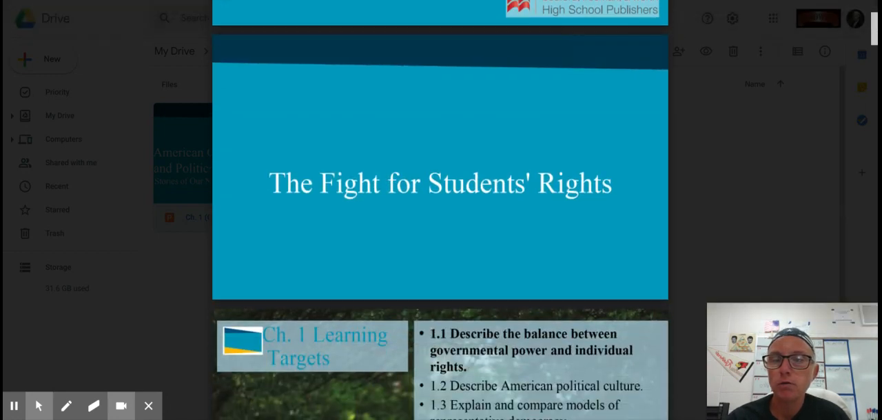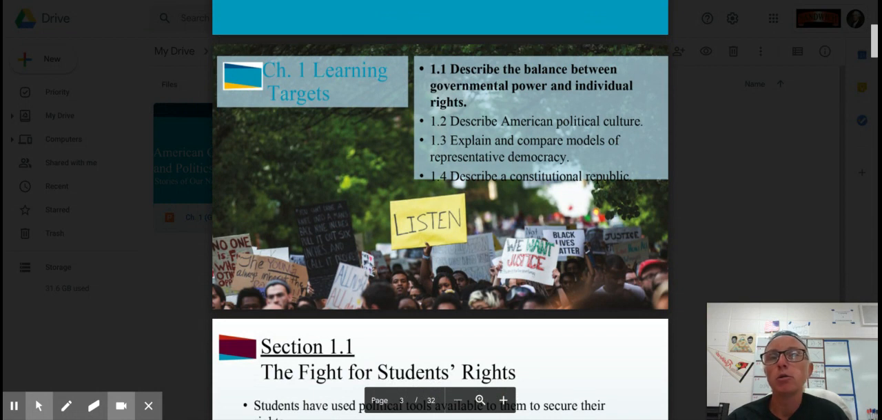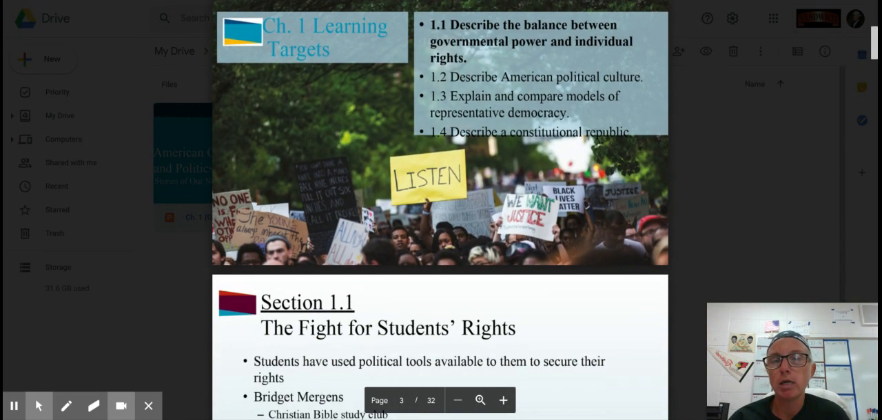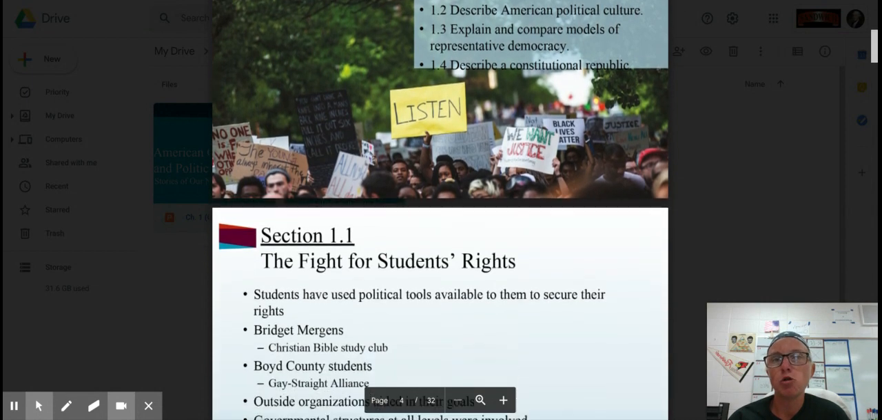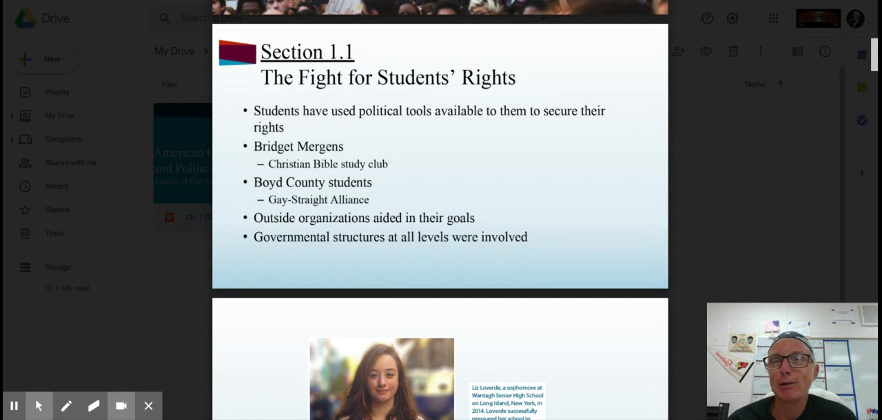All right, so first thing, the goal of today is for you to be able to understand how to describe the balance between government power and individual rights. There is a shift in balance, and it's an inverse relationship. The more power the government has, the less power we have, but the more power we have, the less power the government has. So how do we find that balance that works just right so that we can make sure we have a strong government? A strong country, not a strong government.